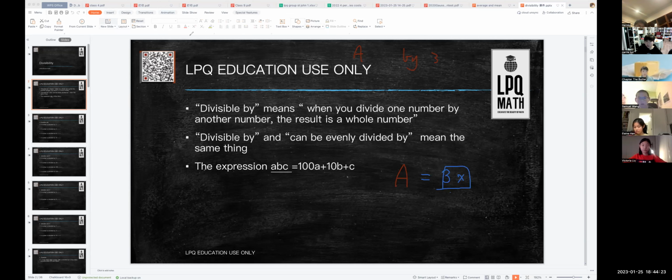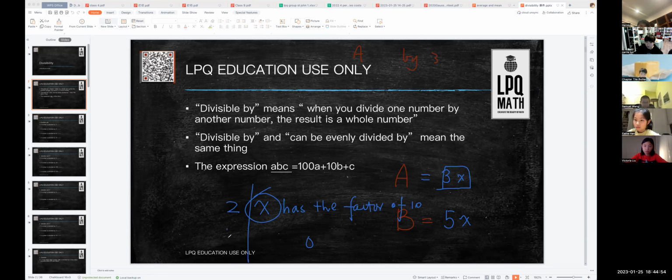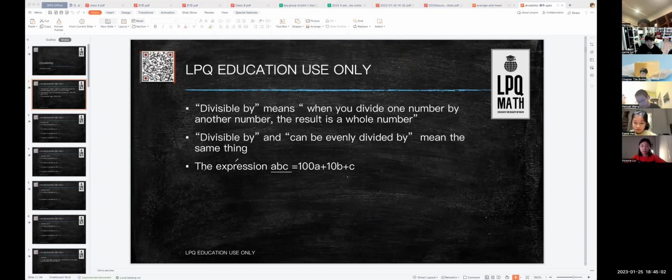If I tell you B is divisible by five, can you tell me B can be rewritten as what? 5x. Get it? So if I tell you a number X has a factor of 10, this X must end with zero. And X must also be divisible by two and five. Understand, everybody?